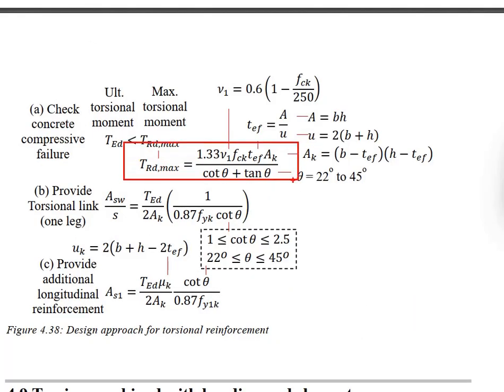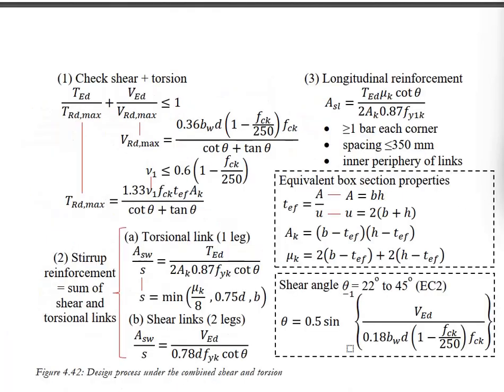In the equations, you also see this angle here. It was mentioned that the angle should be between 22 degrees to 45 degrees. However, we have not mentioned how we get the angle. You cannot simply assume the angle, which is the strut angle. Normally, when you design for the torsion, you will need to check also for the shear. Especially, you have the tendency of using the shear link, also at the same time, as a torsional link.